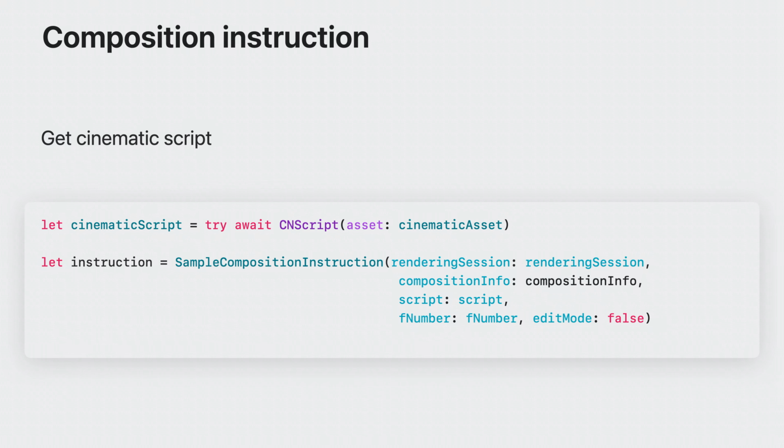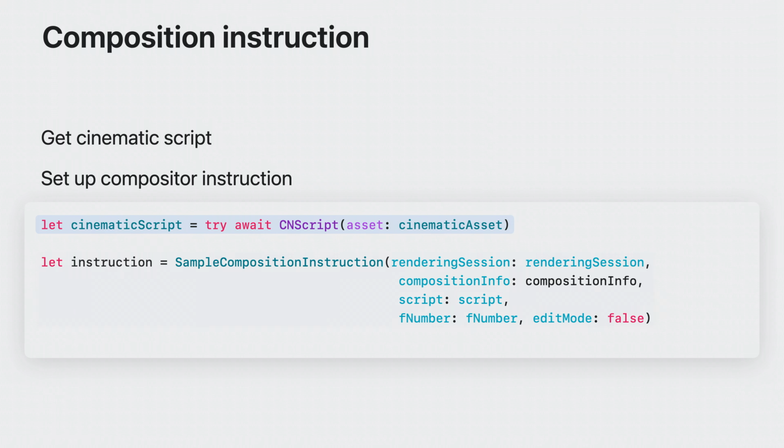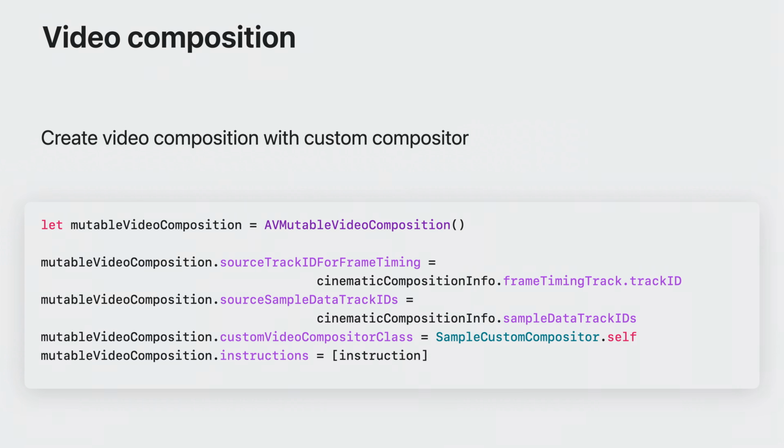Then I get the cinematic script from the cinematic asset. The cinematic script holds all the detections and focus decisions, and I will go into more detail about this later. For the custom compositor, I set up instruction with rendering session, composition with asset tracks, cinematic script, and aperture as an F number. This custom instruction describes how to compose the rendered cinematic content. To play the video, I'll need a video composition, to which I'll add track IDs from the cinematic composition, add a sample custom compositor, which is where the renderer is called to compose the effect, and add the composition instruction.